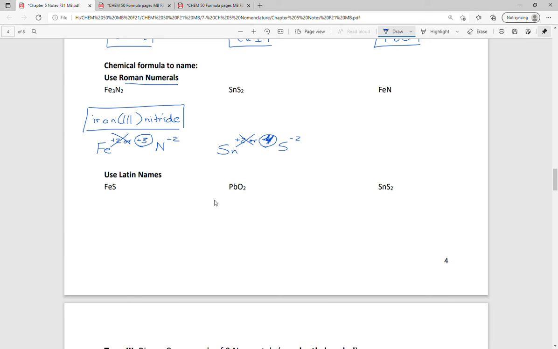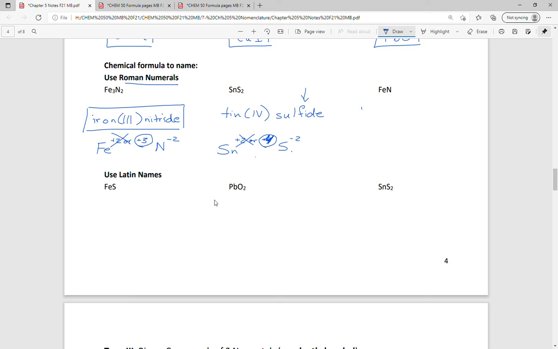That would be a 4 and that would be a 2. If I were to crisscross them, it's a 2-to-1 ratio here to make them electrically neutral. So that's what I spell out. This would be tin(IV) sulfide. You can use an F or a ph in the word sulfide. I tend to use an F, except on rare occasions when I feel like using a ph.